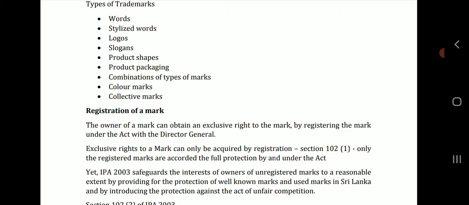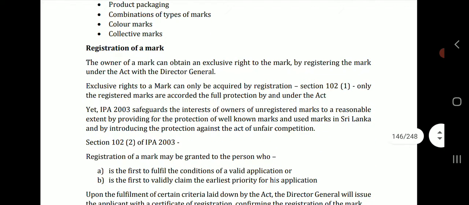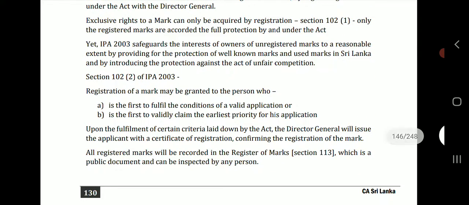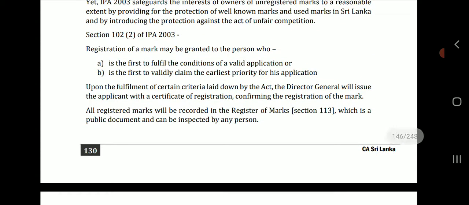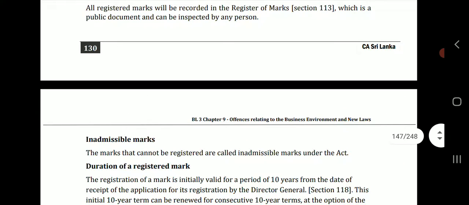So these things, collective marks also. Registration of the mark, according to Section 102, is that the interest of the owners of unregistered marks is protected to a reasonable extent, providing protection of well-known marks within Sri Lanka by introducing protection against acts of unfair competition. Section 102 says one must first fulfill the conditions of a valid application, and first validly claim the earliest priority. Upon the fulfillment of the criteria laid down by the Act, the Director General will issue the applicant a certificate of registration confirming the registration of the mark. All registered marks will be recorded in the Register of Marks, Section 113, which is a public document that can be inspected by any person.